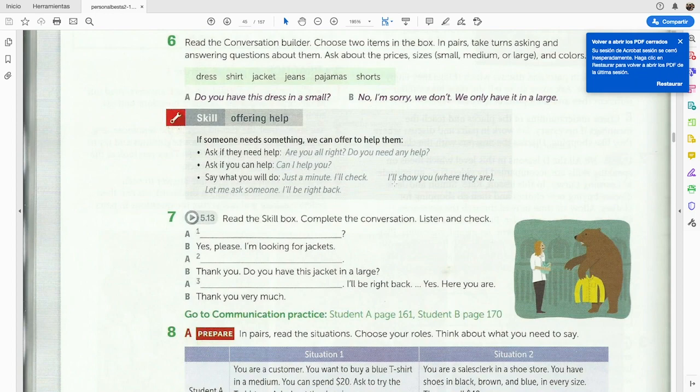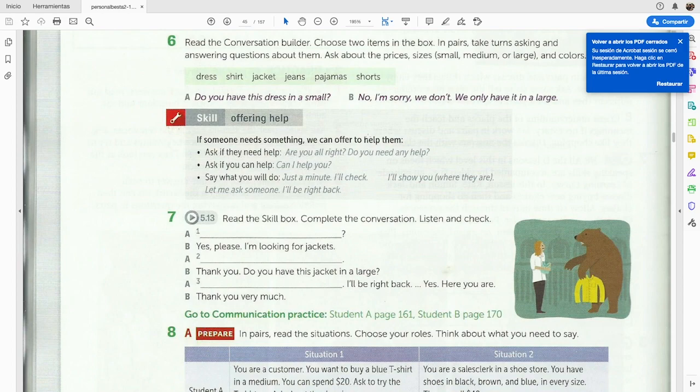For example, here says, let me ask someone. So you might hear this expression from people who are working for a department store, for a supermarket, whatever, when you go shopping. So it's also advisable to listen to those expressions, so that whenever you hear them, you are ready to understand those expressions.